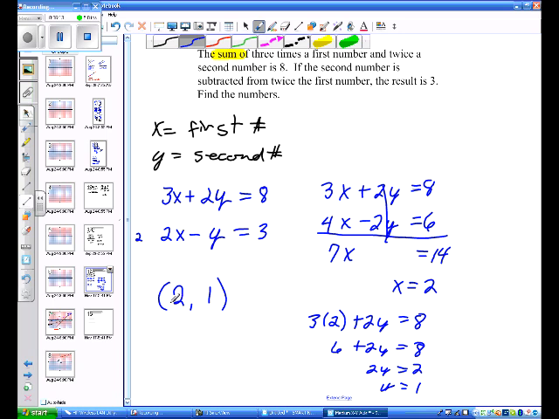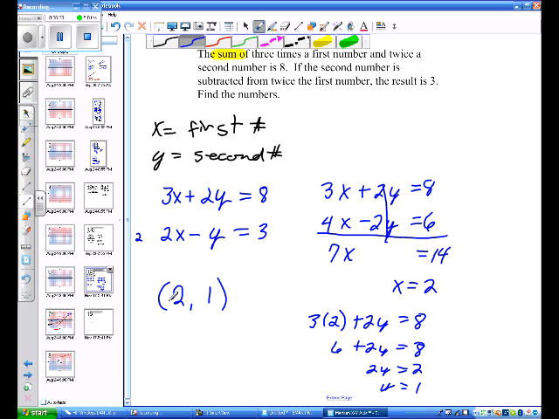Again, we could check the sum of 3 times the first number, that would be 6, and twice the second would be 2. 6 plus 2 is 8. If 1 is subtracted from twice the first, that'd be 4 minus 1 is 3. So we found the numbers.